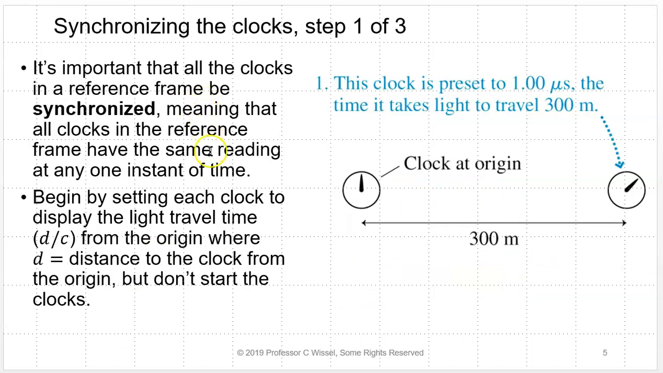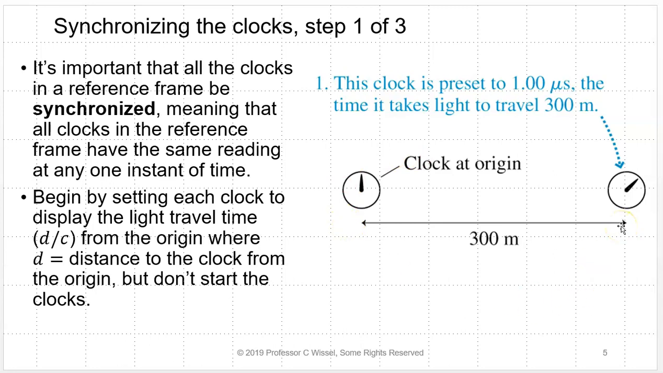Now, it's important that all the clocks in the reference frame be synchronized, meaning that all clocks in the reference frame have the same reading at any one instant of time. We begin by setting each clock to display the light travel time, that is d over c, from the origin, where d is the distance from the origin to that clock. But we don't start the clocks yet. So here's the clock at the origin. That one's always set to 0 because it's at the origin. There's no light travel time from the origin to this one.